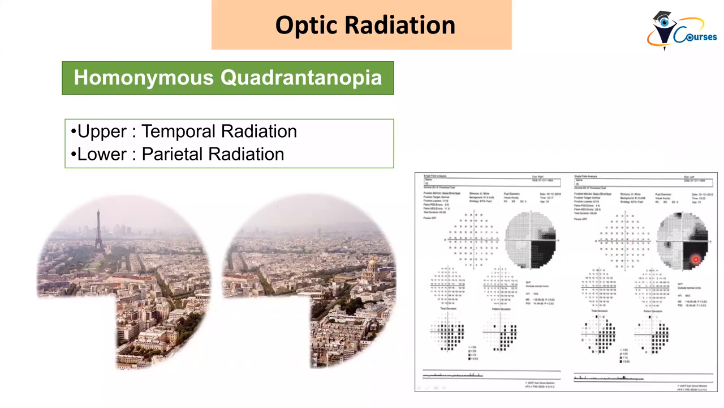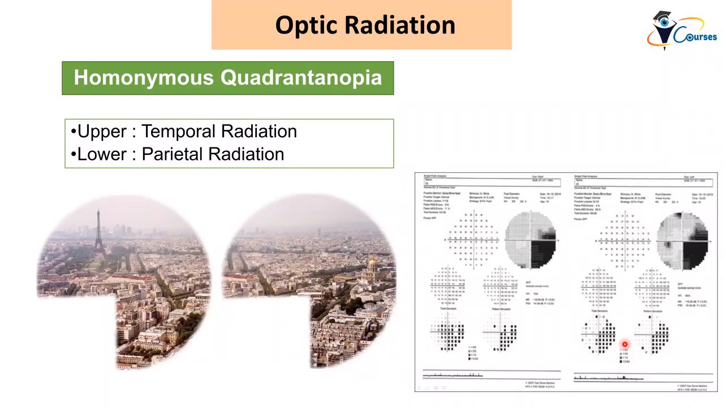And see, this patient has a contralateral homonymous right quadrantanopia. So the lesion here is on the left. Left what? Left temporal or parietal? Well, here it is lower. So the lesion is in the parietal radiation.